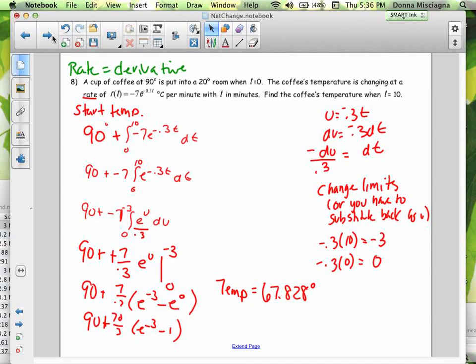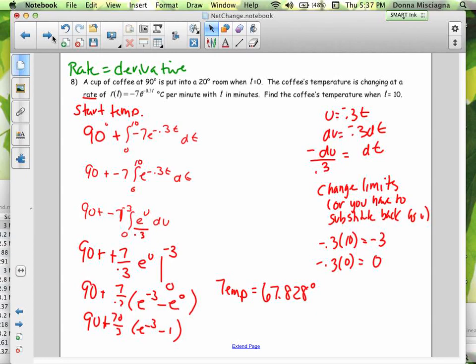When we were evaluating on those graphs, S of 3, the total change, the position at 3 seconds, we didn't just look at 3. We had to add up everything from 0 to 3. So you have to add up everything from 0 to 10. I want to make sure that's very clear. So our variable of integration is from 0 to 10.